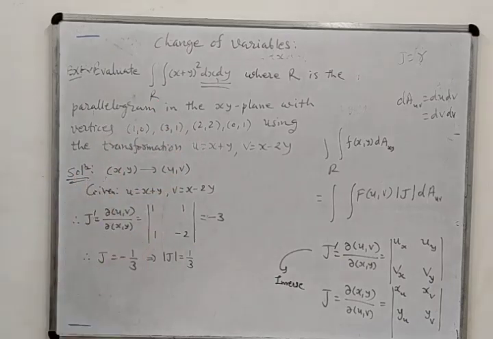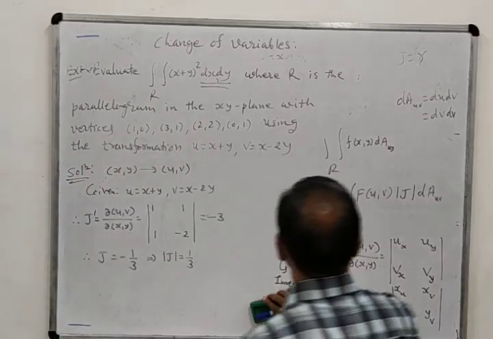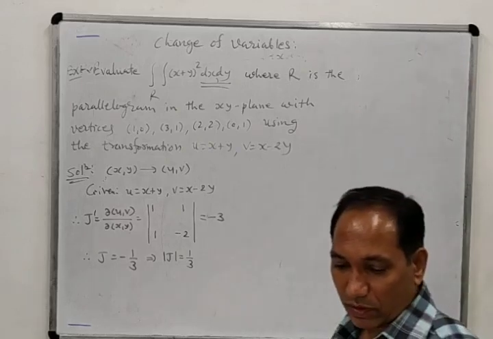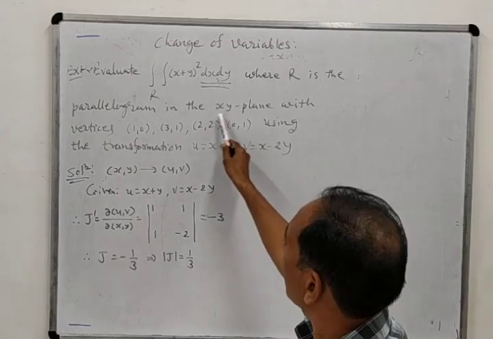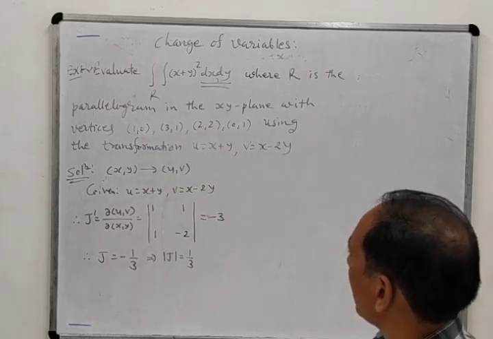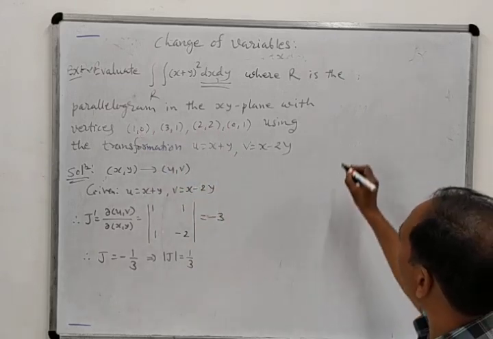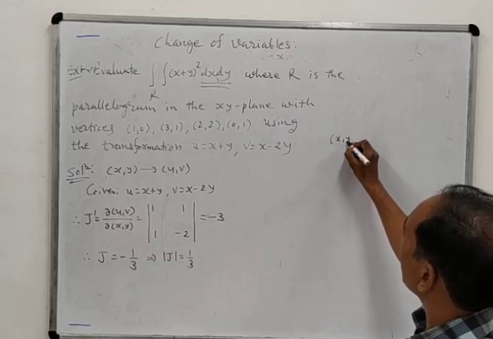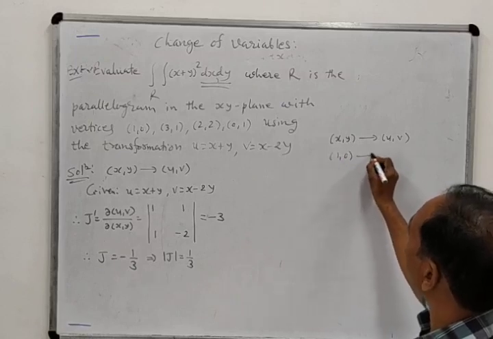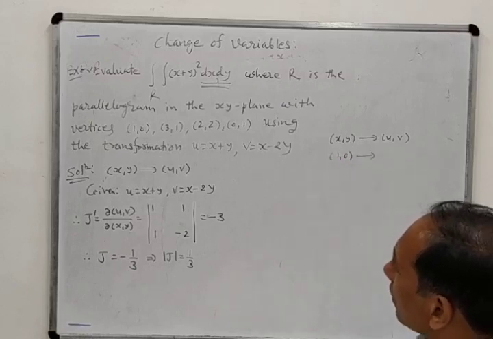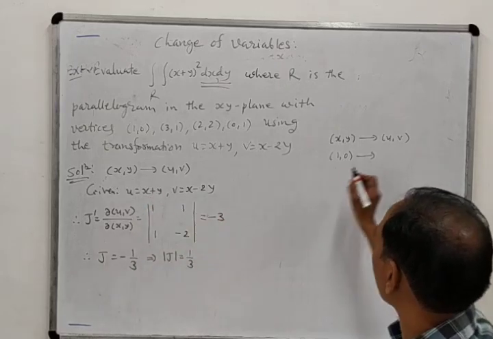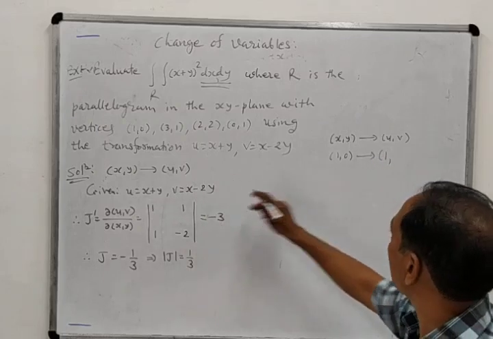But what about the limits? To determine the limits, here we will have to see the region. Which region is given here? We are given a parallelogram in the xy plane with the vertices. 4 vertices are there. So xy tends to uv. That means whenever xy is 1, 0, then what will be u and v? We put here 1 comma 0, 1 plus 0, that means 1. And v here, 1 comma 0, that means 1.